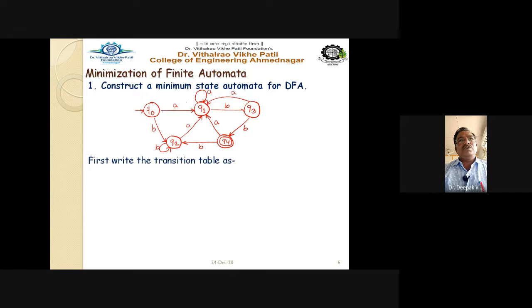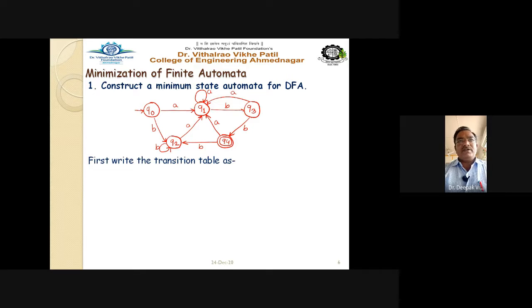So we have to minimize these number of states. First, we have to find out which are the equivalent states. So the first step is to identify the final state, and starting with the final state, we have to see which transitions are coming to the final state on the same input symbol. Final state is Q4.